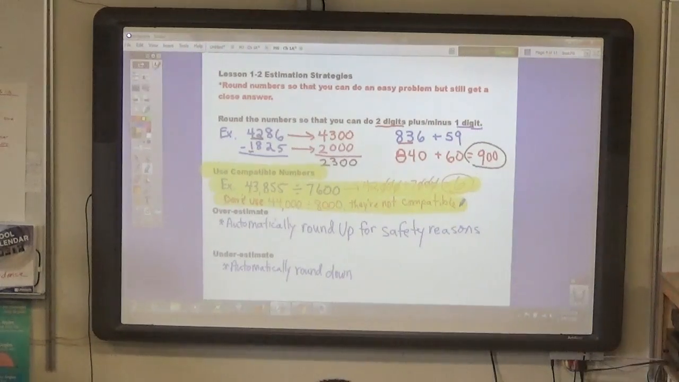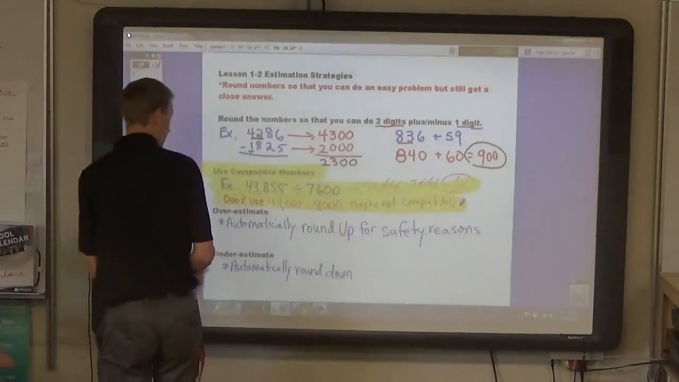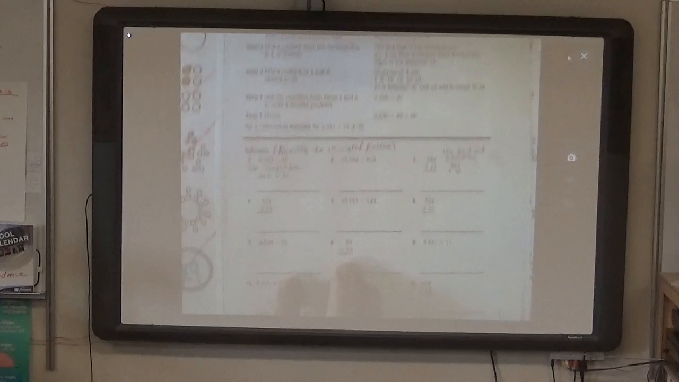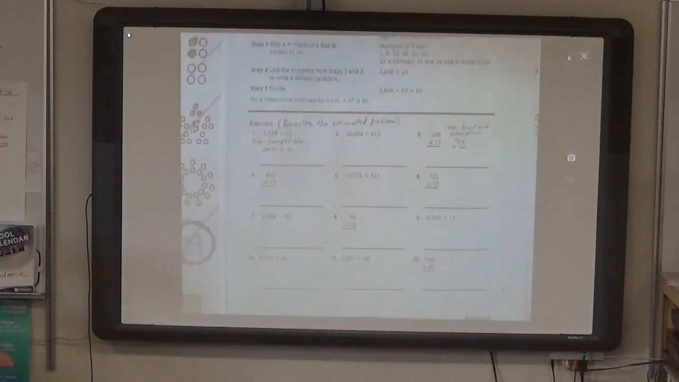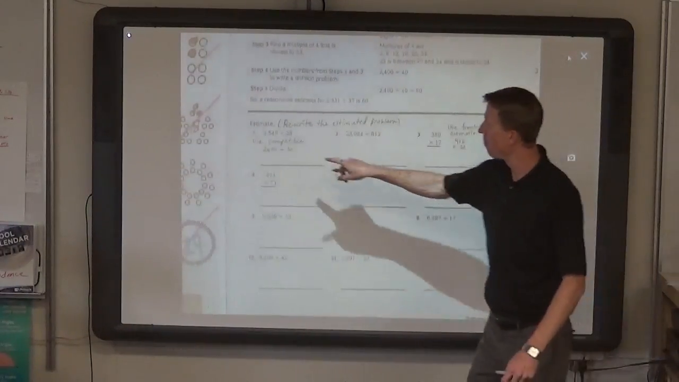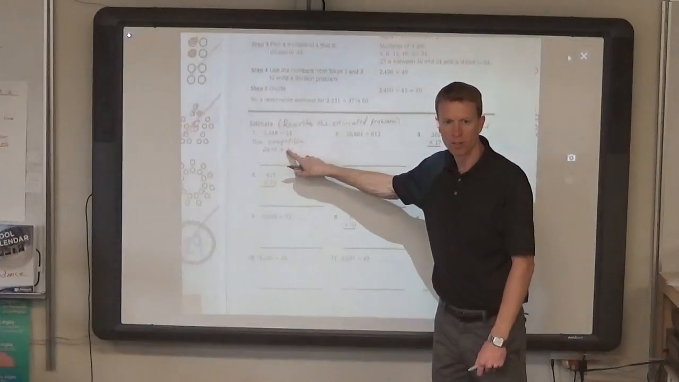So we want to use numbers that work together. All right? Take a look at your worksheet that I put in front of you, and let's skip down to number 1. If we were going to estimate this first problem, 2,548 divided by 28, what we want to do first is round the numbers, but we want to round them so that we can make a problem that's easy to do. We want to make a basic division fact that we know.